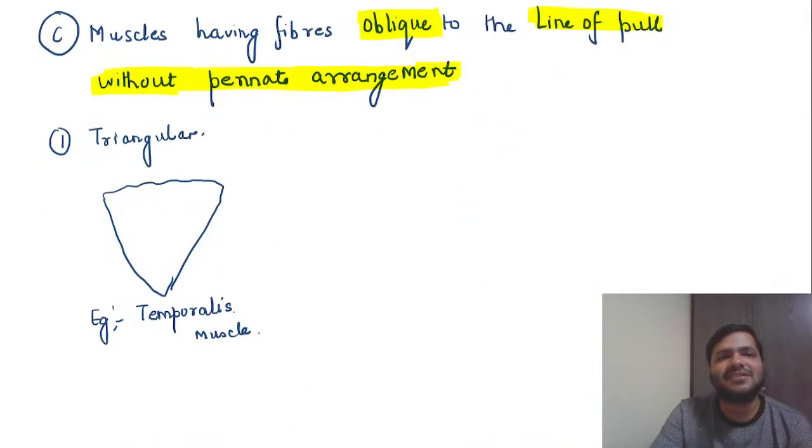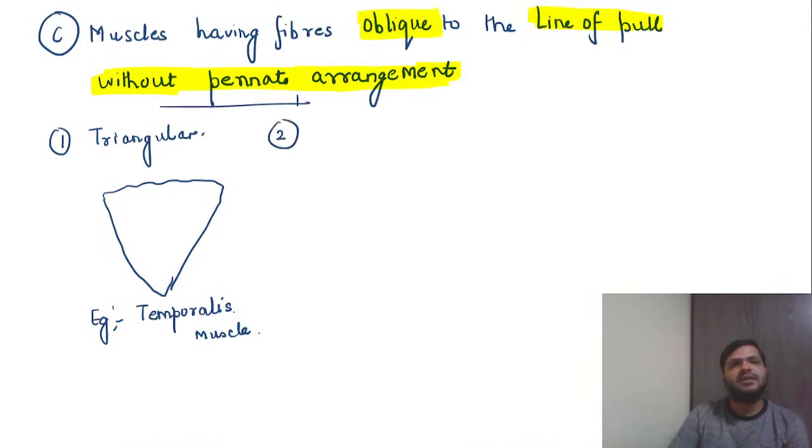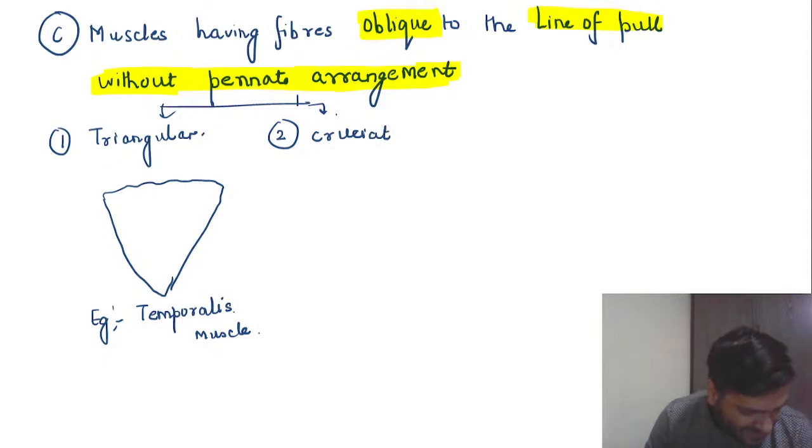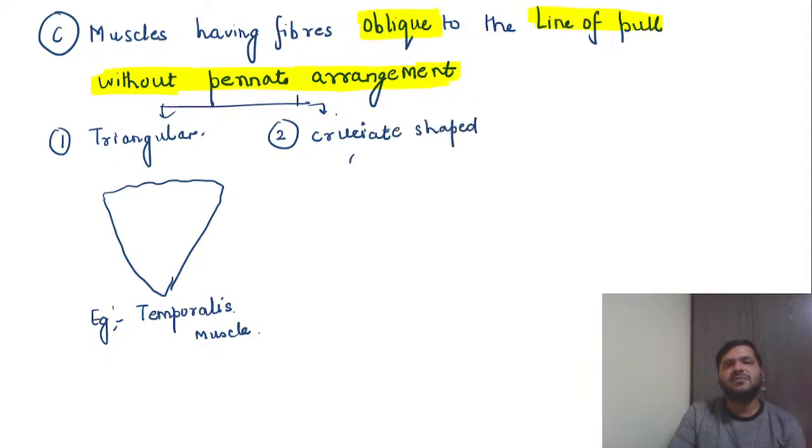Let us continue. So the second type, after the pinnate arrangement, is the cruciate shaped. Cruciate shaped, or we also call these X shaped muscles.